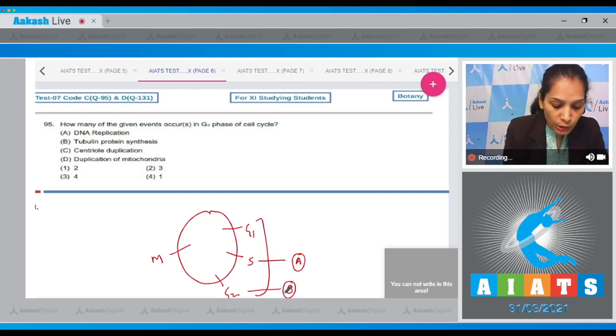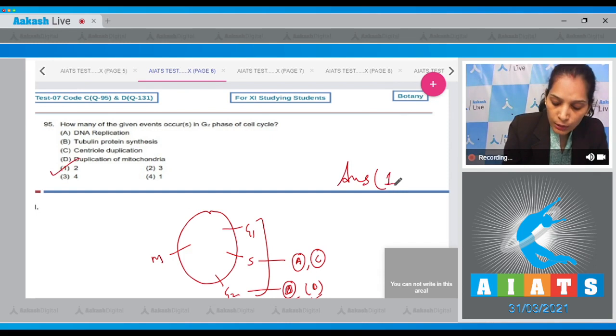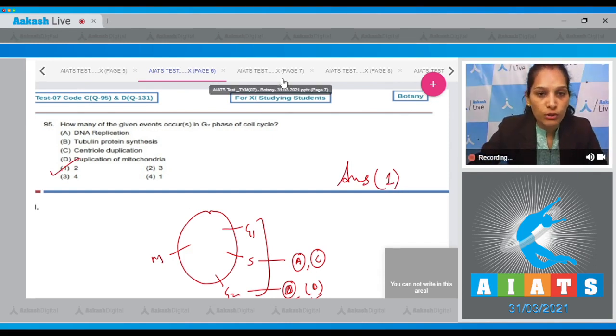Now C, centriole duplication. In animal cells, centriole duplication occurs in the S phase. So C again occurs here. D, duplication of mitochondria. So D occurs in the G2 phase. So B and D, they occur in the G2 phase. So how many of them occur in the G2 phase? There are 2. So the correct option for the given question is option number 1. Let's move to the next question.